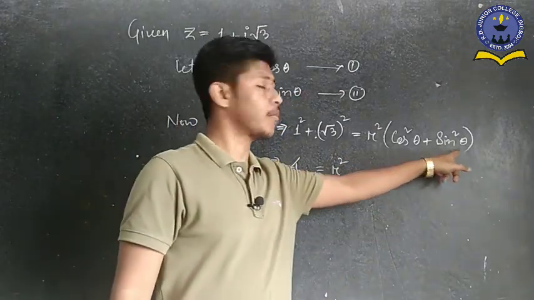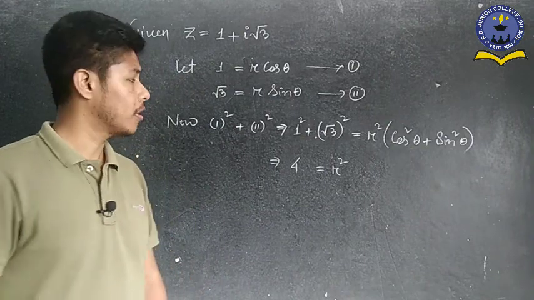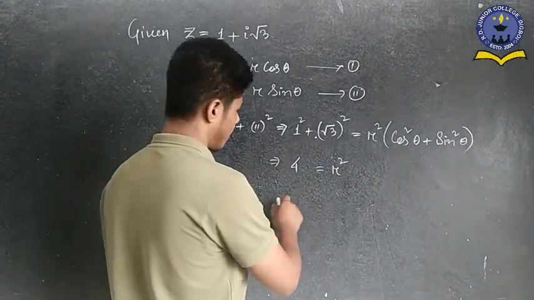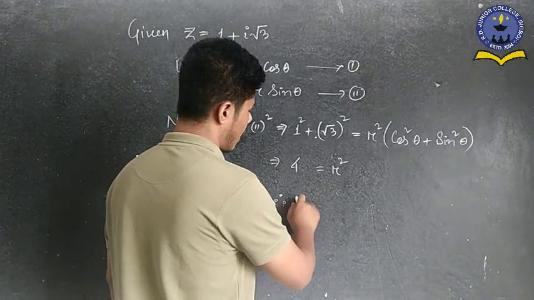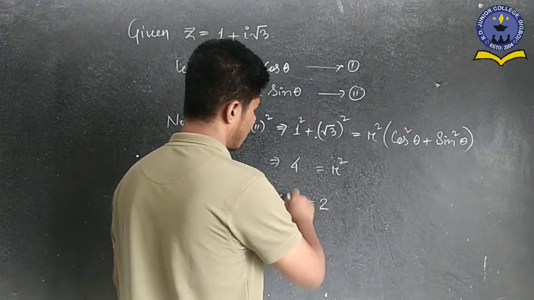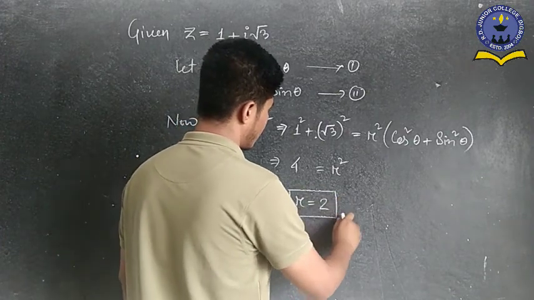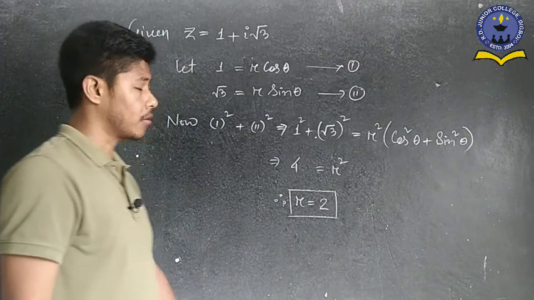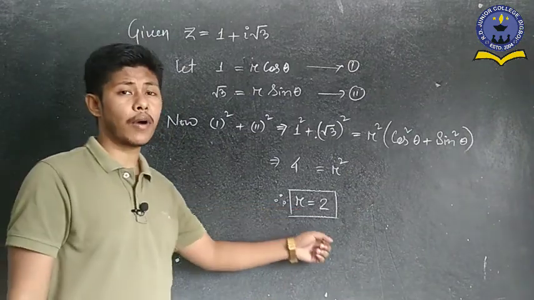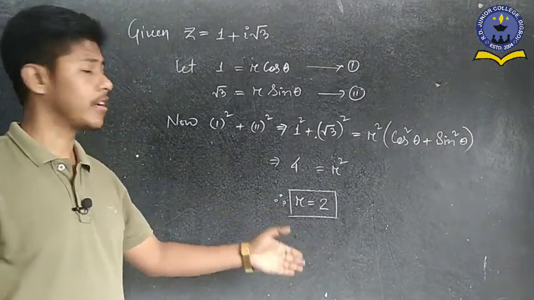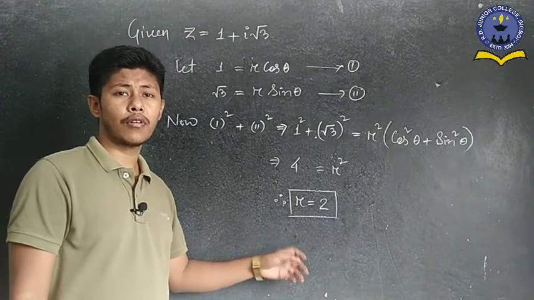Cos square theta plus sin square theta equal to 1. So that's why 4 equals r square. Therefore from here r equals how much? 2. So this is the modulus of z, r. So easily we find out the value of r from here. Is it clear? Very simple. So we get the value of r here.